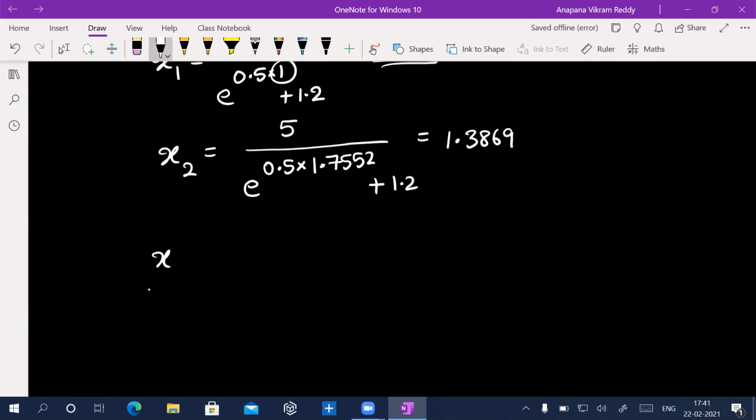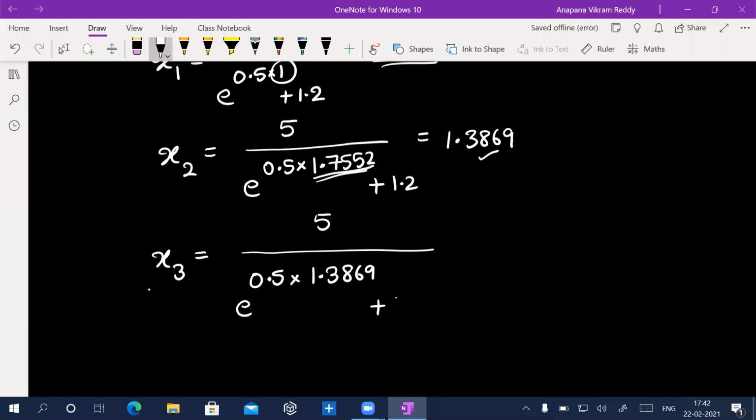Similarly, you find x3. So x3 is equal to 5 divided by e power 0.5, so instead of this, you now take this one, 1.3869, plus 1.2. Okay, so what do you get now? 1.5622. Correct. Similarly, so on you find.